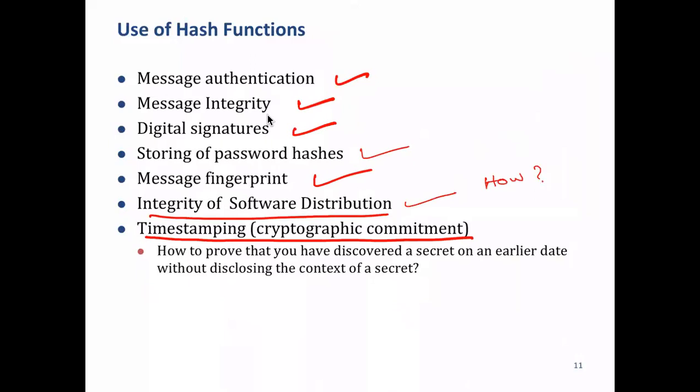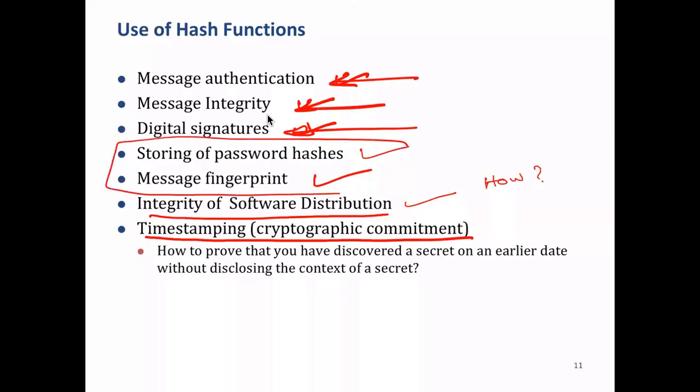Which is also called cryptographic commitment. There is how to prove that you have discovered a secret on an earlier date without disclosing the content of the secret. So we'll not go into all usage of hash function, but we'll look at some of these. We'll surely look at digital signatures, message integrity, and authentication. Storing of password we have already seen.